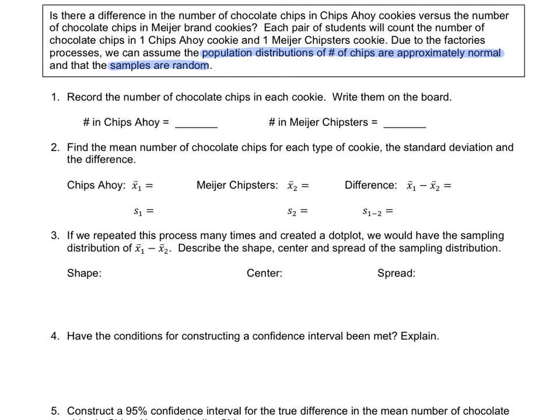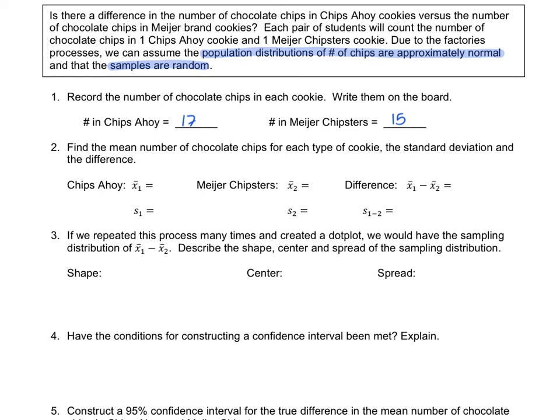After looking through the chocolate chip cookie and counting the number of chips, we found that in our Chips Ahoy cookie, we had 17 chocolate chips. We notice in the Meyer Chipsters, we had 15 chocolate chips in the cookie. That was for one sample. Since everyone in the class had an opportunity to test the chocolate chip cookies, we're going to find the mean number of chocolate chips for each type of cookie, the standard deviation of the number of chips, and the difference.